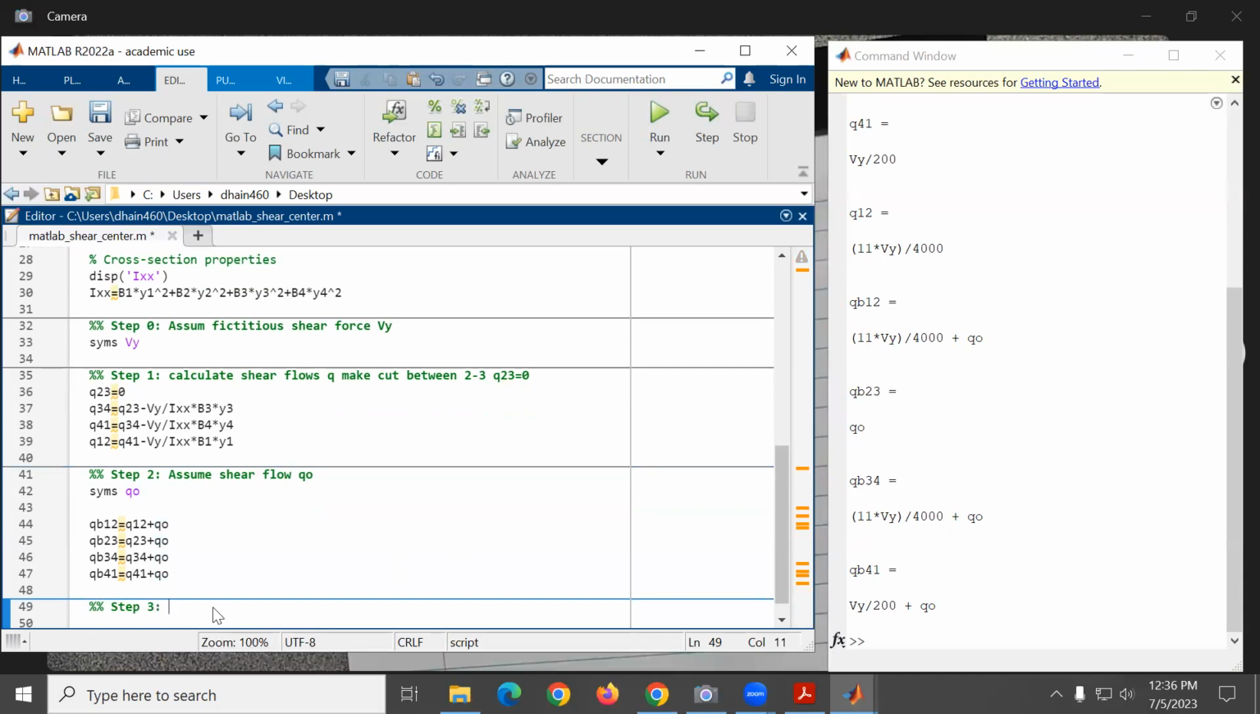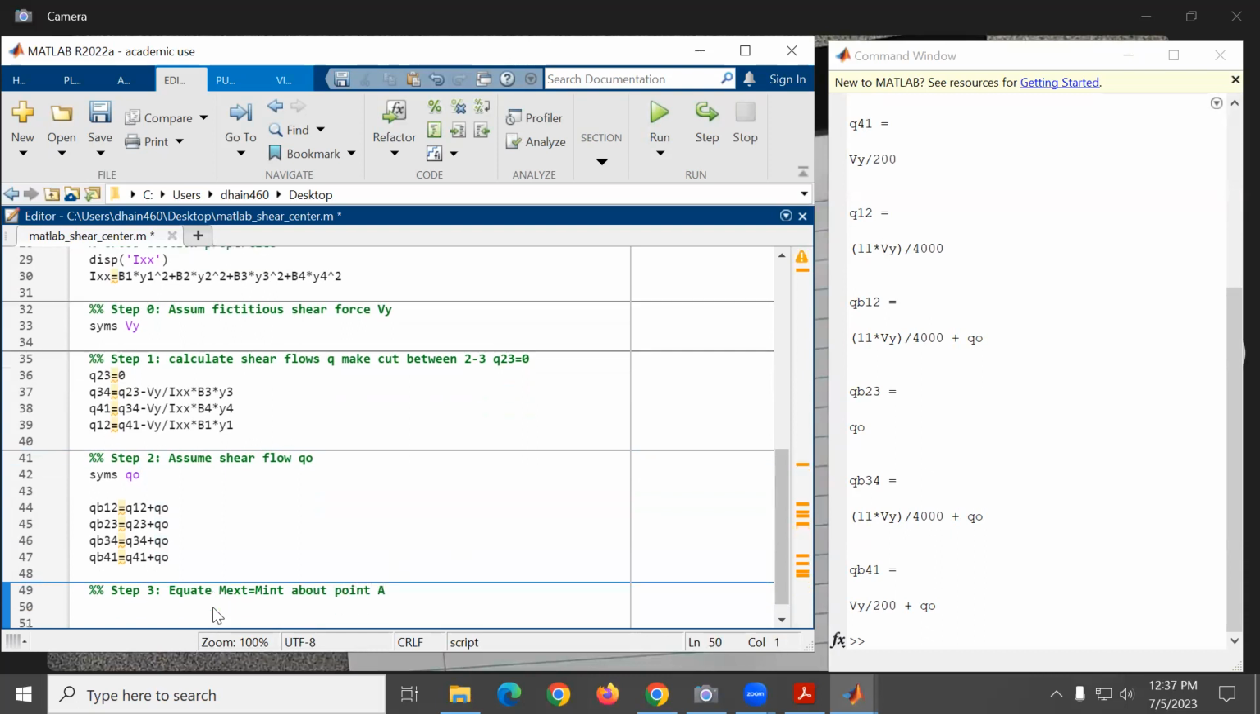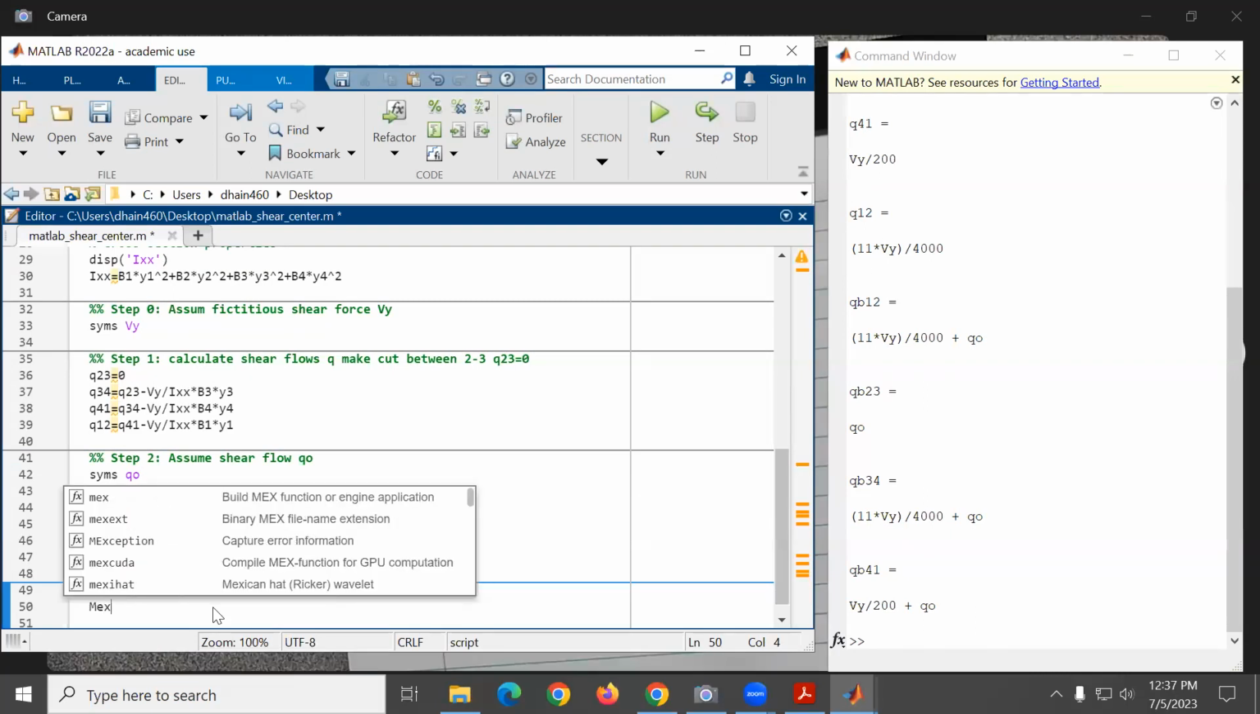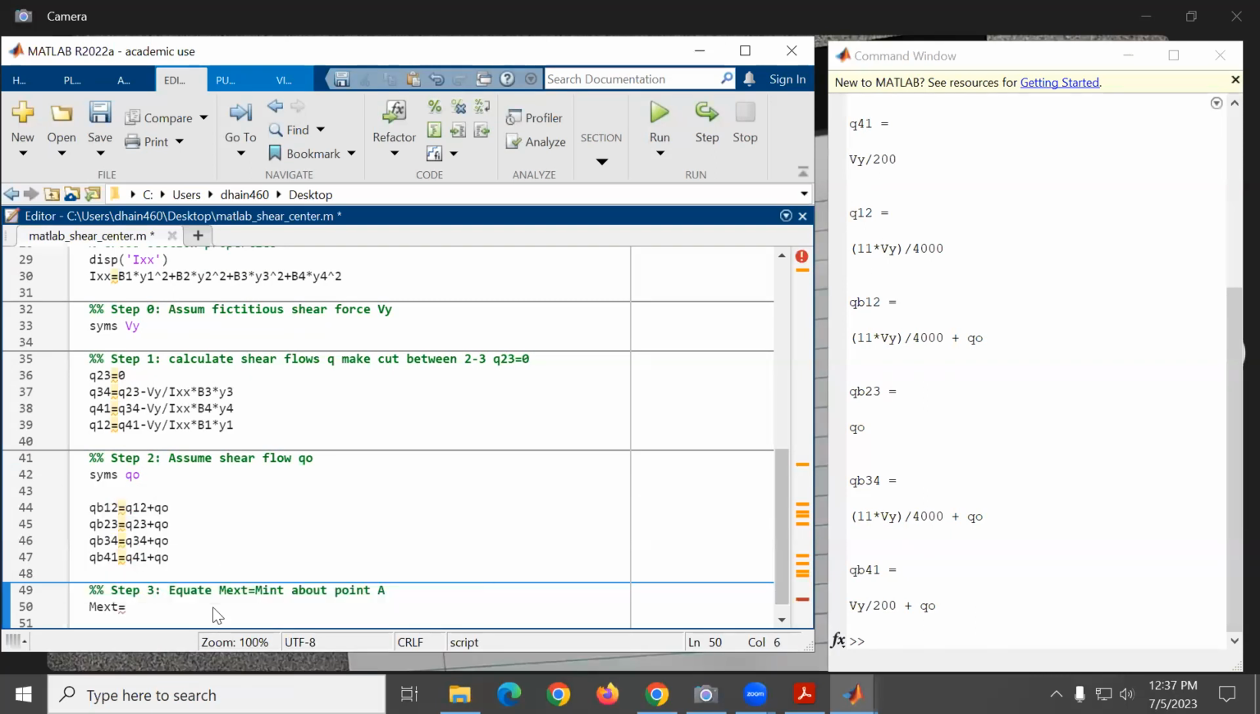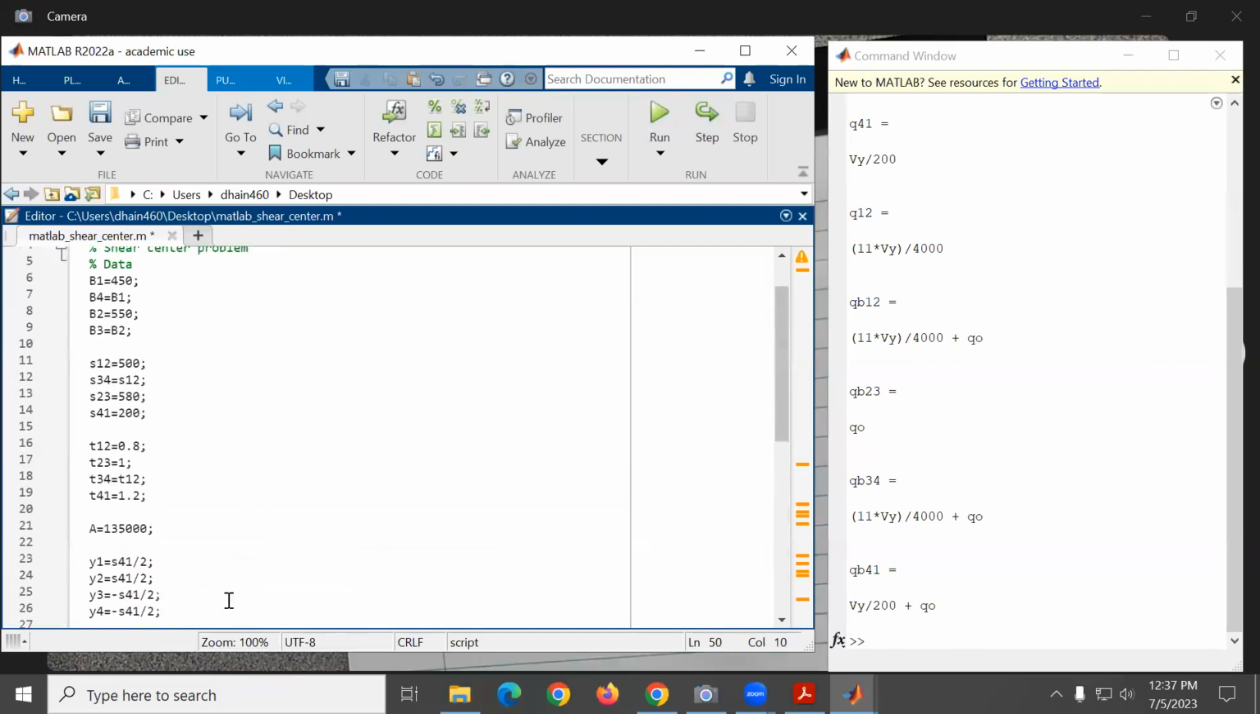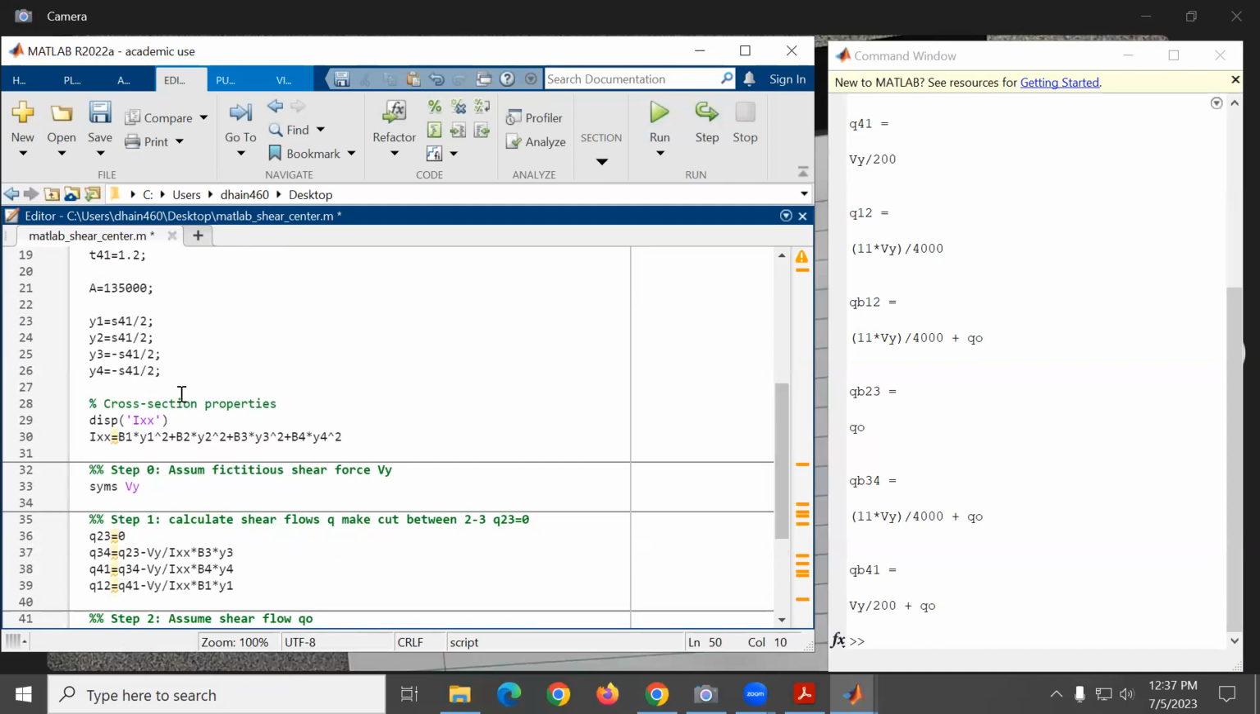Step 3, equate. Let's say M external equal to M internals about, specify that about 0.8. So I'm not going to look too much at the equation. What do we have for M external? Dy times E. So I think we need also to define E as a symbolic variable.